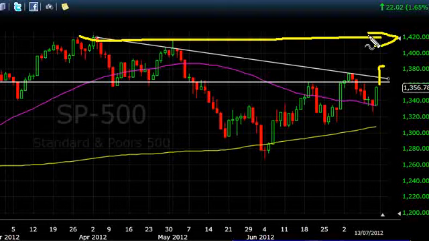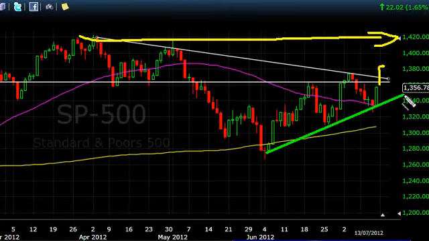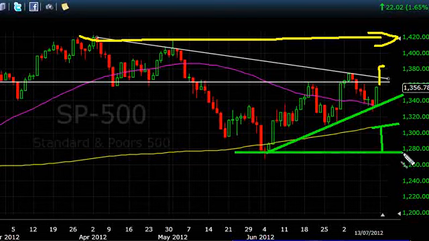If we don't, and we start to break below, say, this trend line through here, then we're likely to keep running down towards the 200 moving average, and possibly even lower, down to around about these lows through here. Okay, so that's what I see happening there on the overall chart itself.